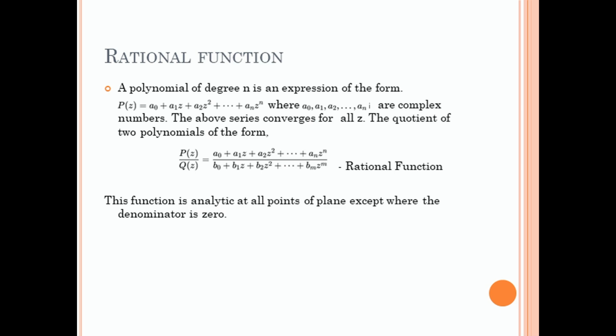Then what is a rational function? A polynomial of degree n is an expansion of the form p of z equal to a0 plus a1 z plus a2 z square plus etc plus an z power n, where a0, a1, a2 etc are complex numbers. The above series converges for all z. The quotient of two polynomials of the form p of z divided by q of z equal to a0 plus a1 z plus a2 z square plus etc plus an z power n divided by b0 plus b1 z plus b2 z square plus etc plus bm z power m is called a rational function. Such a function is analytic at all points of the plane except when the denominator is 0.